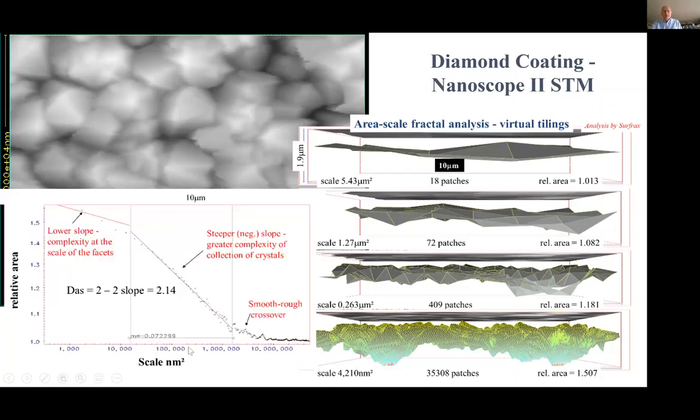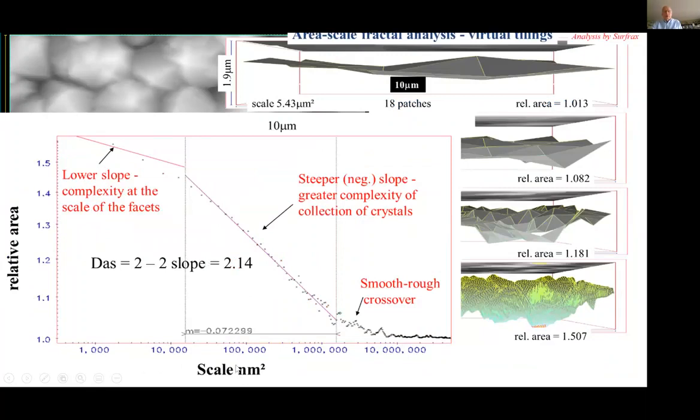As we take a look at this surface and do a plot, let's take a look at a bigger image. Here's the log scale of the scales, starting from 10 square micrometers going down to less than 1,000 square nanometers, and here are the relative areas. Very smooth surfaces should be approaching 1, and that's what we're seeing. At the largest scales, the surface looks fairly smooth. And then we have this region, on a log-log plot, where there seems to be a constant slope.